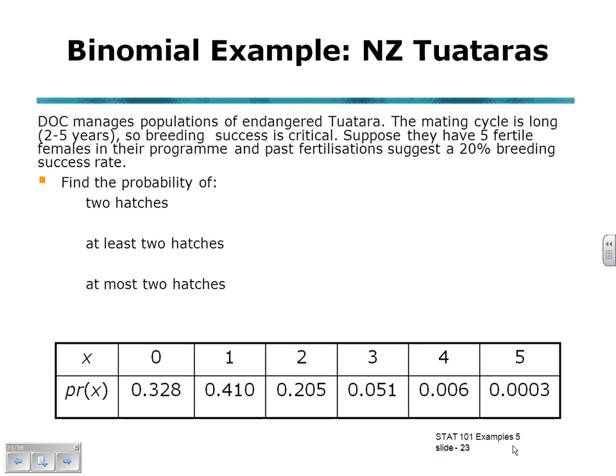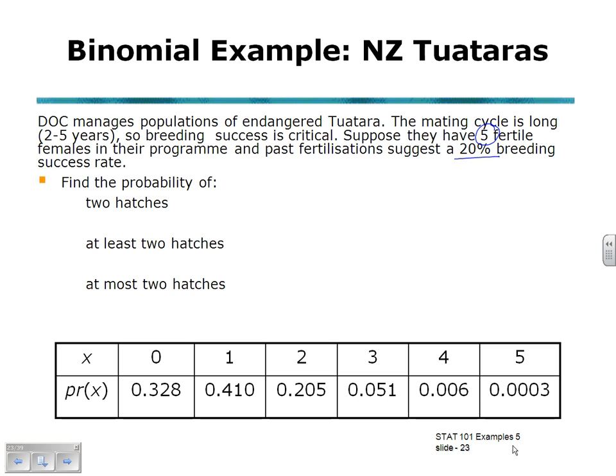The example for New Zealand tuataras, talking about populations of endangered tuatara. The mating cycle is long, so breeding success is critical. Suppose they have 5 fertile females in their program and past fertilizations suggest a 20% breeding success rate.